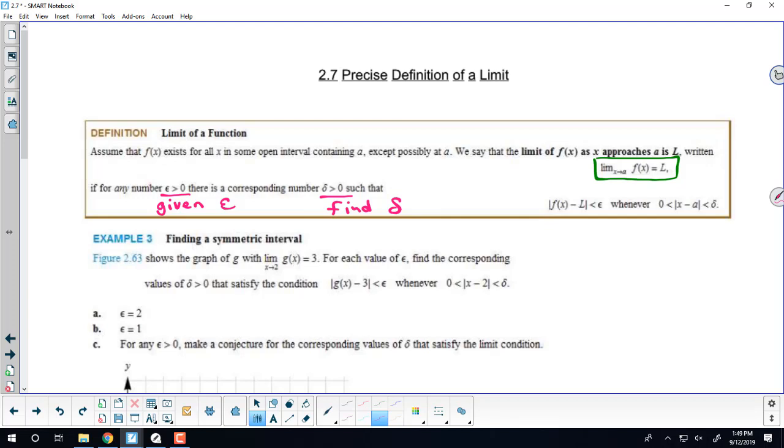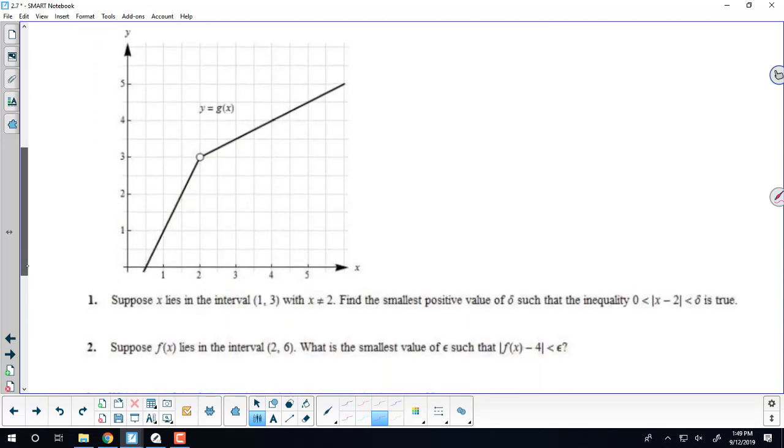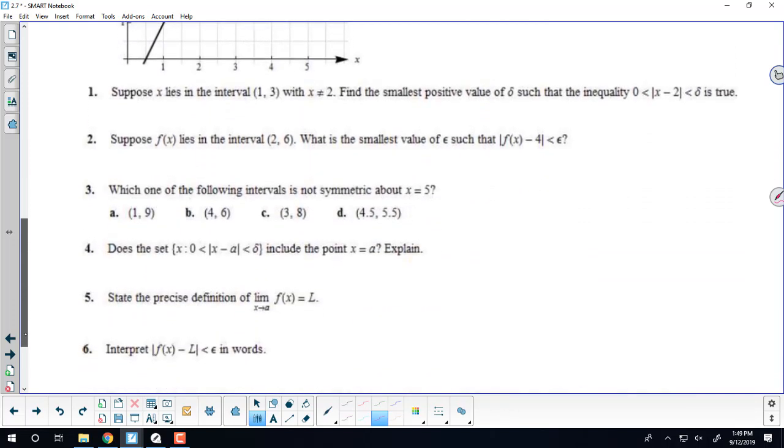So we can come back to that first example. The next 7 are sort of short answer. We can come back to this if we need to, but I do want to at least address question 4, because it is directly related to the definition. So when we look at 0 is less than the absolute value of x minus a less than delta, does that include the point x equal to a?